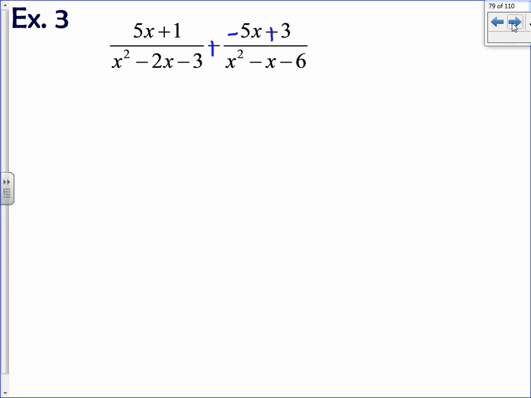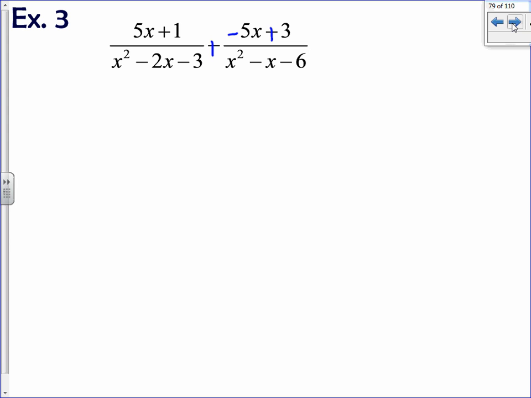You don't have to distribute that negative sign right away, but I just don't want to forget about it. Lose track of the fact that I am subtracting this particular binomial. So I'm going to take care of that right now, just for good housekeeping there.